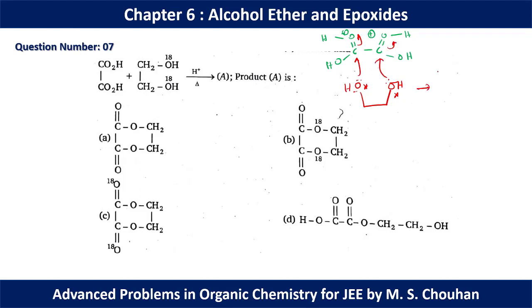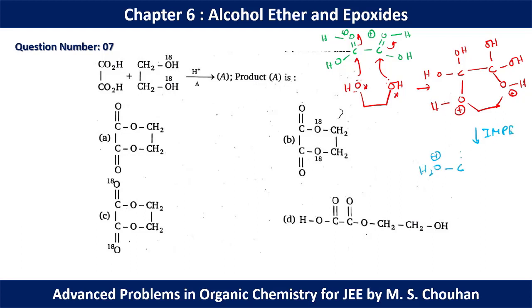This type of intermediate will be formed, that is OH, oxygen, H with positive charge over oxygen, again OH and OH. Okay, now again we have to perform IMPE. It will give H2O plus, OH, H2O plus oxygen.